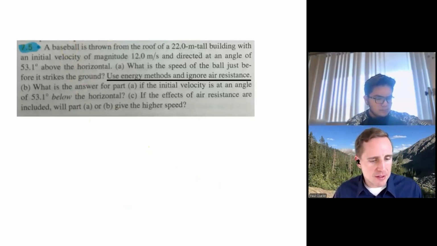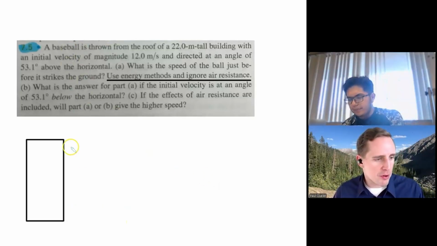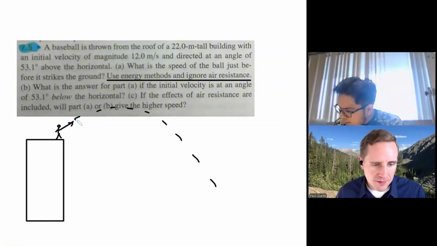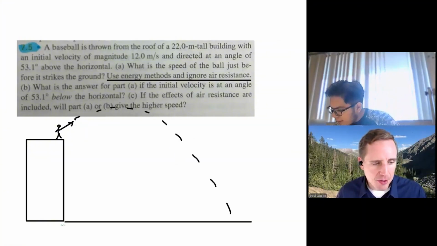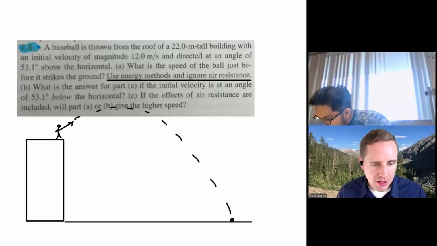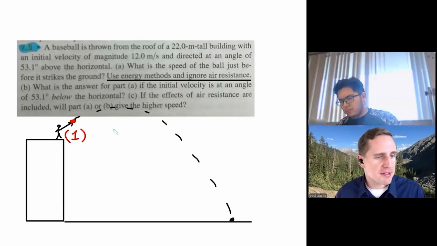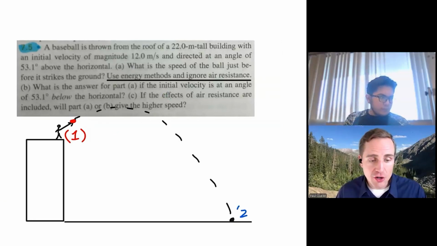Let's talk about this. We have a building, and then here's our person standing here. We're going to throw the ball off this building at this angle, and it's going to have a projectile path like this, right? And we're interested in what the speed of the ball is just before it strikes the ground. So let's call this position 1, and let's call this position 2. That is the start and the end.